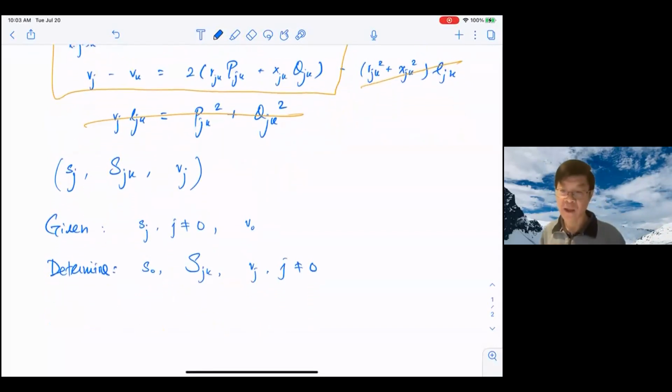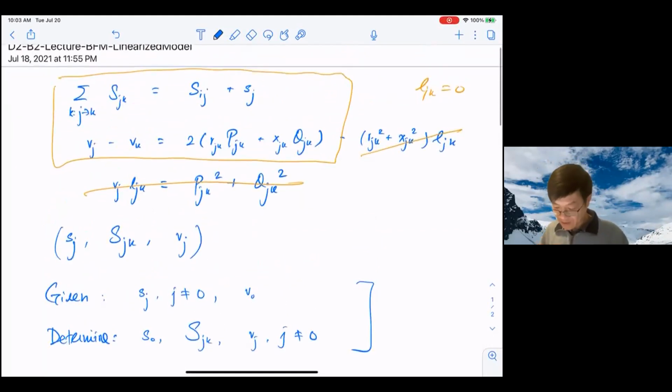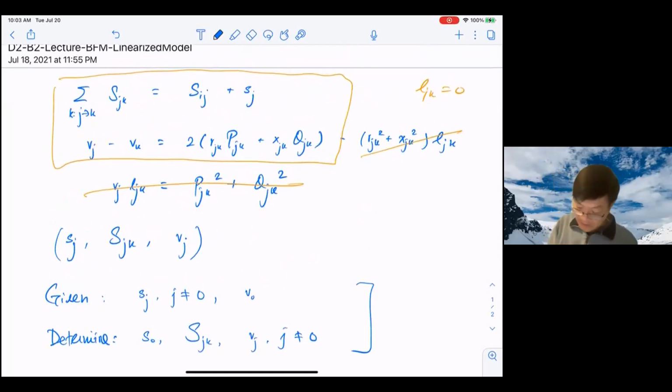Well, it turns out you can write down the solution explicitly in closed form, and the solution actually has very nice properties. Okay, so let's do that. The easiest way is we can just iterate on this and figure out the solutions for the line flows and then the voltages. And once we get the line flows, we can get the substation injection just from the two equations above.